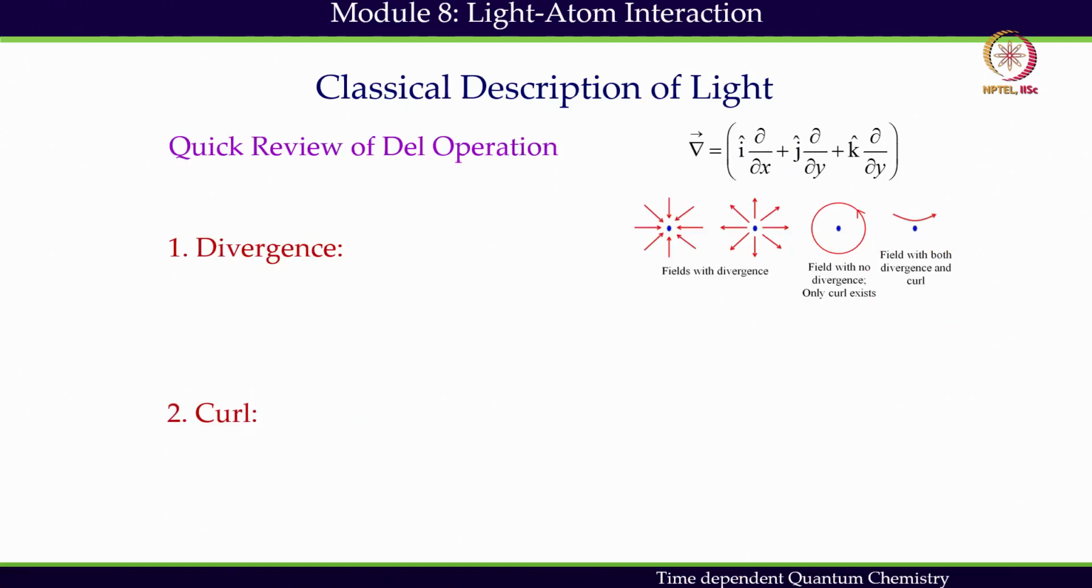Because we need to find out the del operation, we will just review it very quickly. What does this del operator mean? Del operator is known as a vector differential operator. What physical meaning we get when the del operator acts on a particular field, that we will get to know. But mathematically, del operator is a vector differential operator which is given by this differential operator.